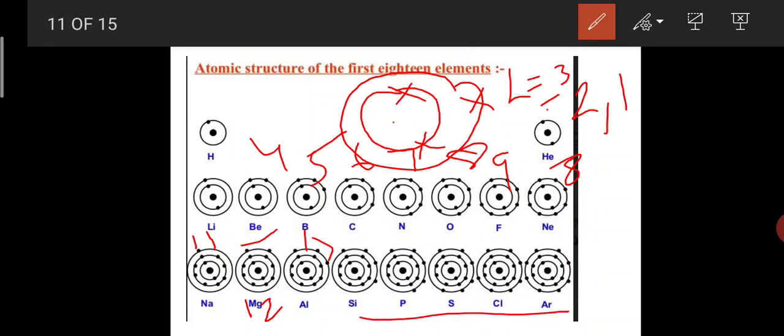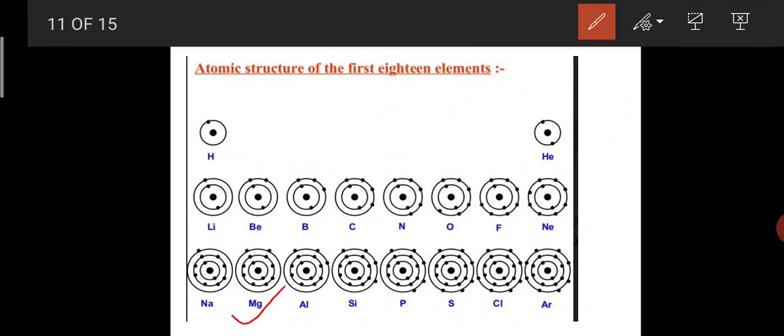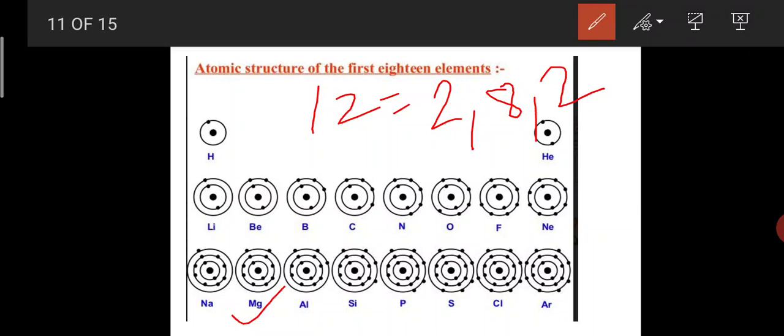So first fill the K shell. Now you can take the example of magnesium. What is the atomic number of magnesium? 12. So the electronic configuration is 2 in the K shell, then in the L shell 8 electrons, then M 2. You can see in the first K shell 2 electrons, and then in the L shell you can count 1, 2, 3, 4, 5, 6, 7, 8. Then in the outer shell there are 2 electrons.